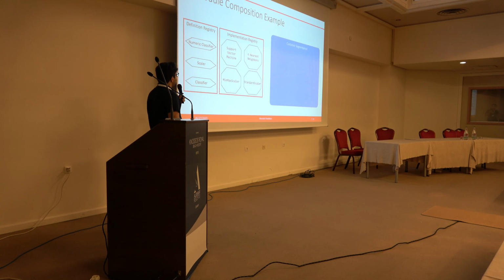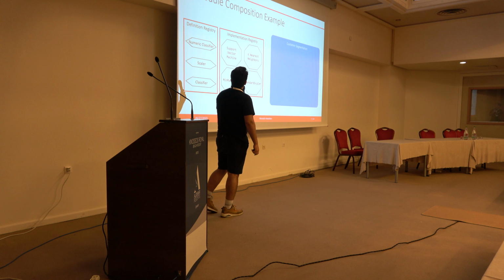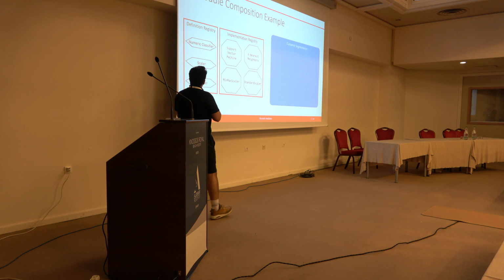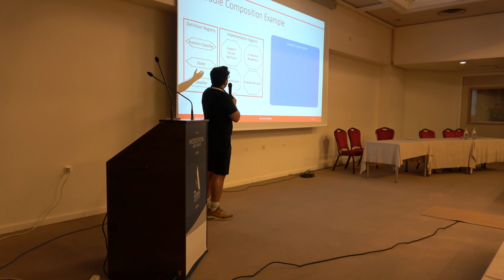We can have an atomic module, and we can have a composite module, like we have in service areas, atomic services and composite services. So on the left side we have a definition registry. We have three different definitions: numeric classifier, scalar, and classifier. And we may also have an implementation registry where we have module implementations: support vector machine, k-nearest neighbor, min-max scalar, and standard scalar.